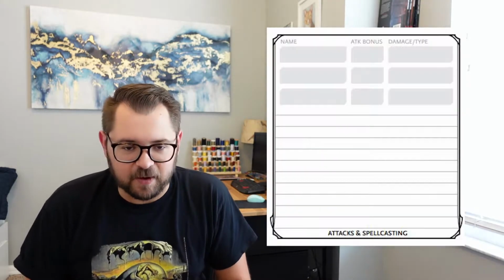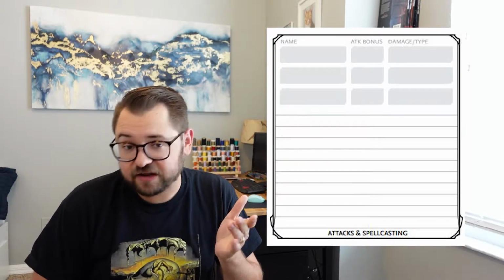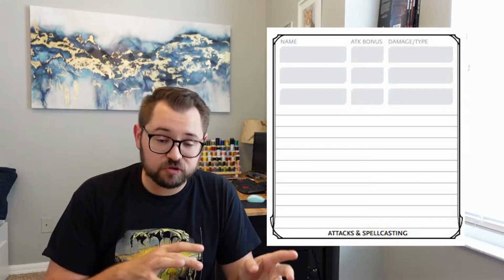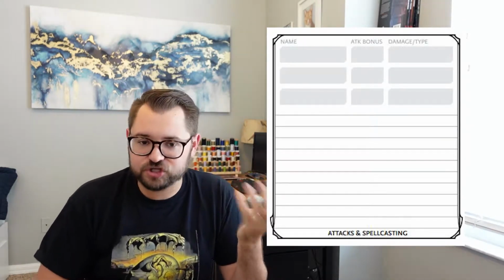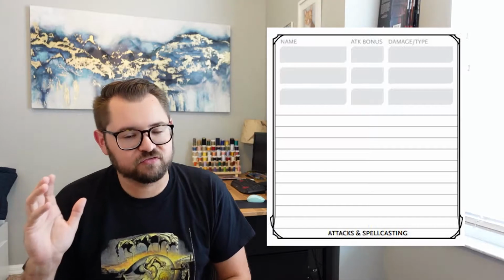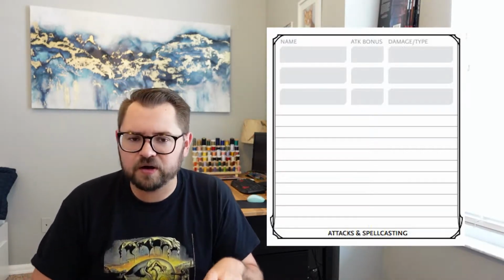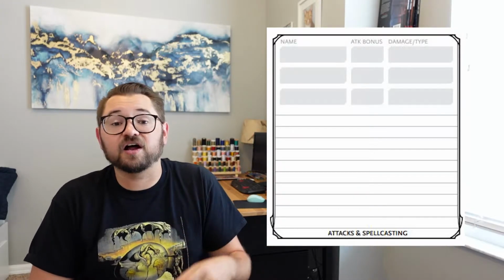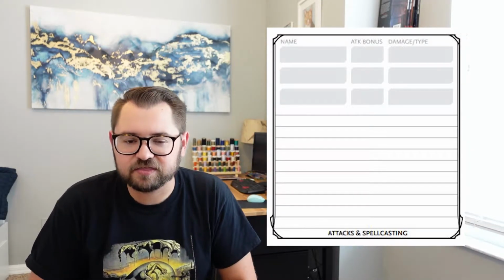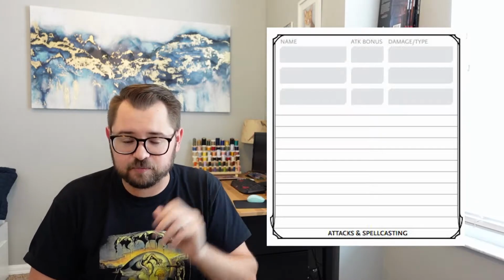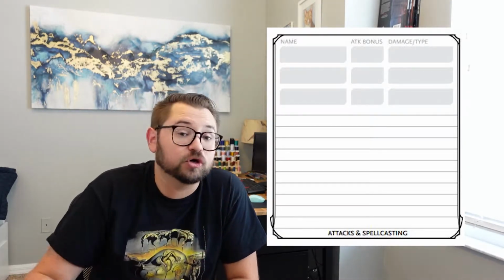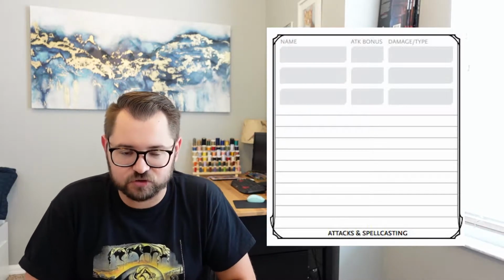Let's talk about attacks and spellcasting. We'll start with attacks. Attacks fall into two categories: melee and ranged attacks. For the most part, melee attacks are based off of your strength, and ranged attacks are based off of your dexterity. I say for the most part because there are some weapons, say a rapier for example, that are based on your dexterity rather than your strength. Look out for the finesse property when you're looking at melee weapons, and that'll tell you that you could possibly use your dexterity instead of your strength.